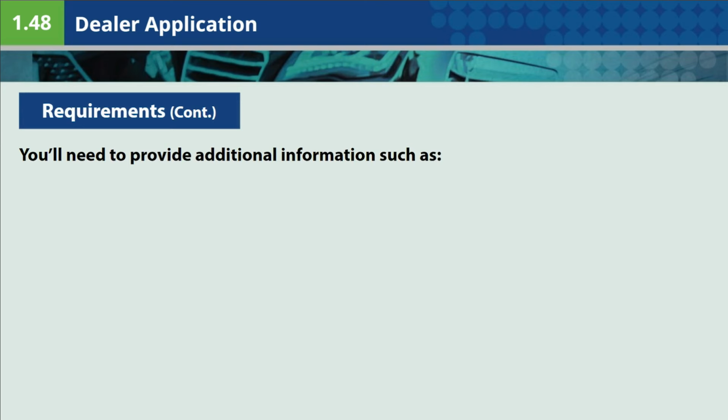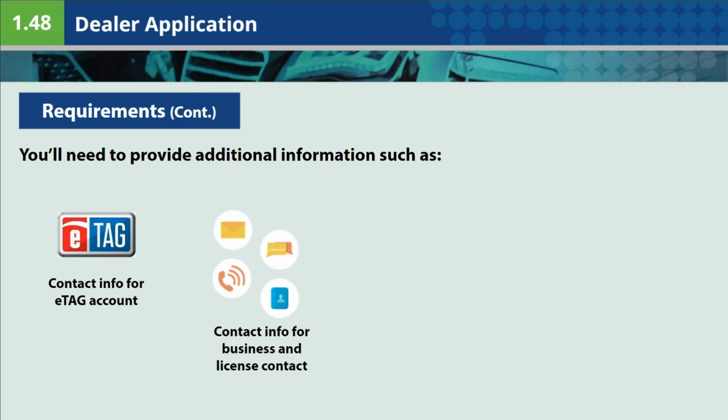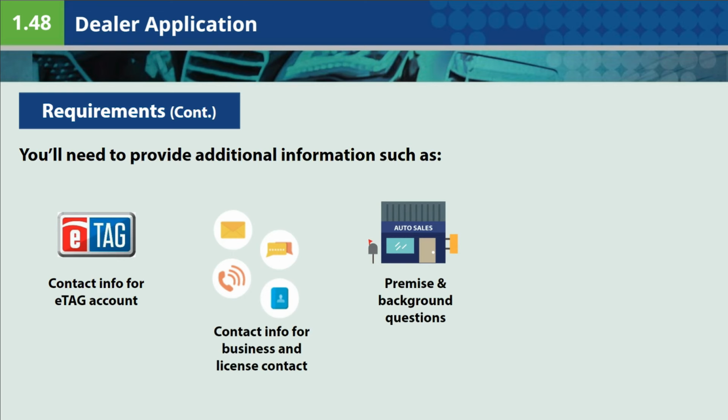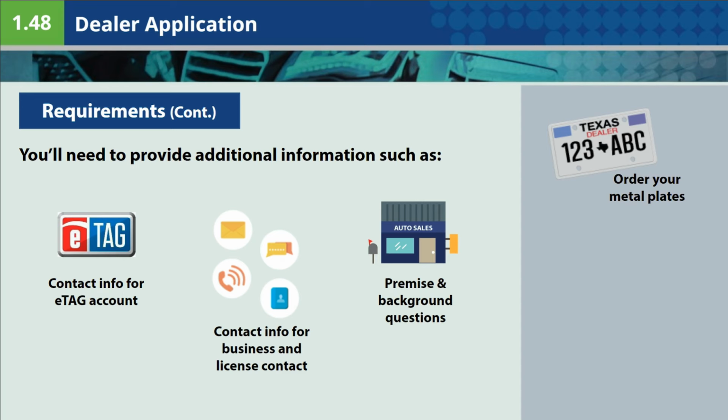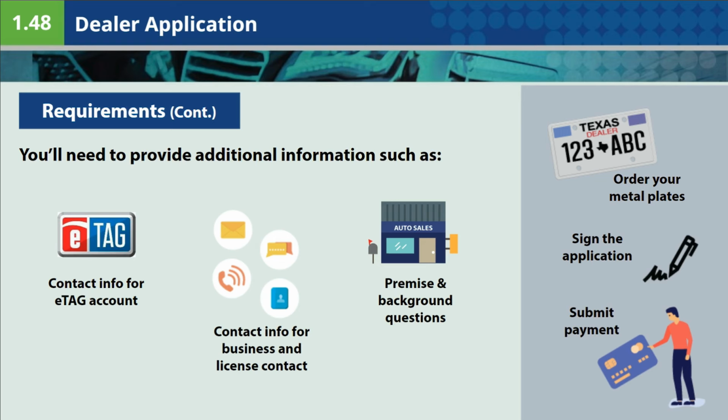You'll need to provide additional information such as contact information for the owner or manager who will be your eTag administrator in order to create your eTag account, and contact information for the business and license contact. You'll need to answer the premise and background history questions. You can also order your metal dealer's plates. You'll need to electronically or manually sign the application. Make sure it is signed by an owner or manager. And of course, you'll need to submit payment to complete the application.